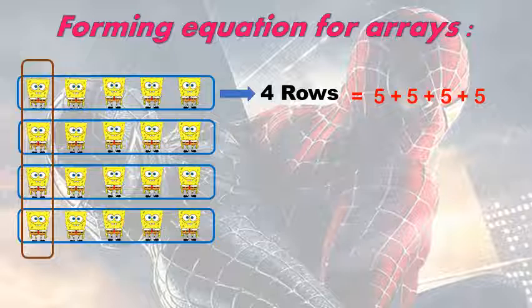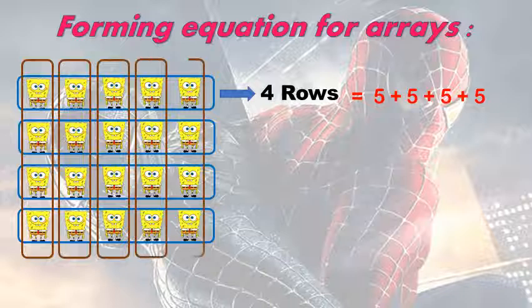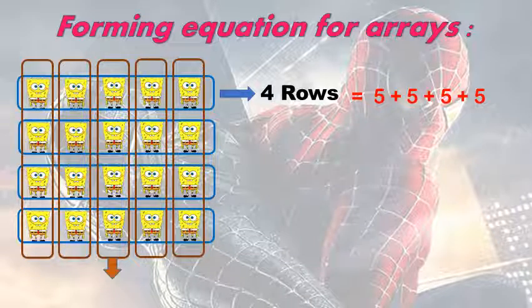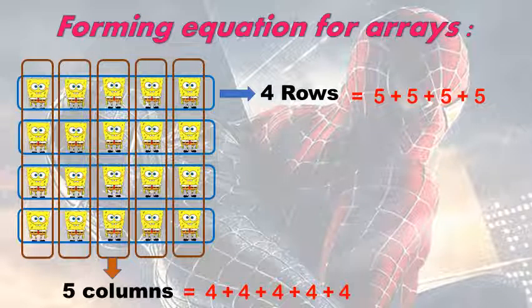We have how many columns? We have 1, 2, 3, 4, 5. Yes, in the horizontal way we have 5 columns. And these 5 columns, yes, have how many SpongeBob inside each? It has 4 SpongeBob. So we are going to repeat the number 4 how many times? We are going to repeat it 5 times, like this. 4 plus 4 plus 4 plus 4 plus 4. 5 times. So for this equation we have 4 rows, right? And we have 5 columns.